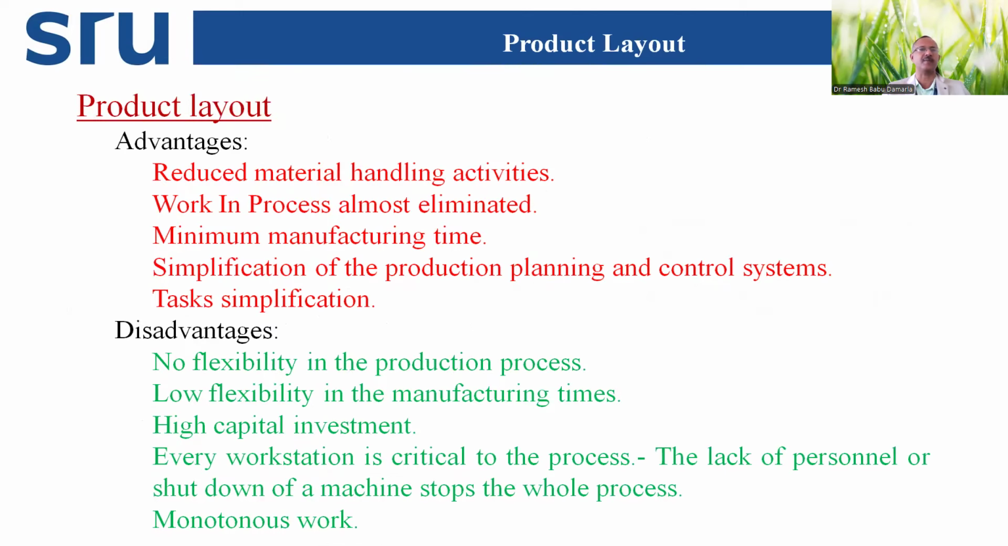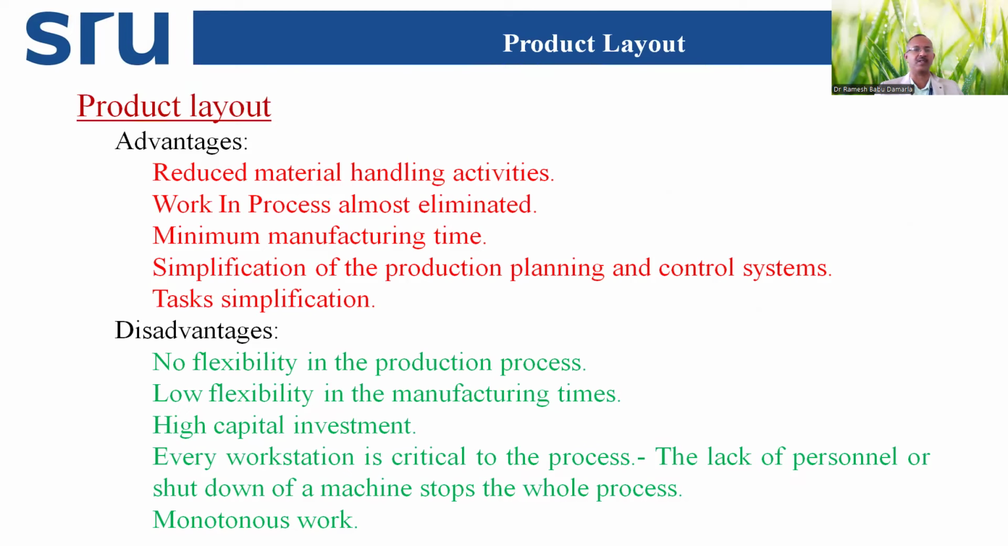Now let us see the advantages of the product layout. First one is reduced material handling activities. There is minimum material handling because after each machine process, it goes to the next machine. It feeds the immediate next machine. The WIP, the work in process, is almost eliminated here. There is no stock after each machine. It is a continuous flow. And it takes minimum manufacturing time and simplifies production planning and control systems. It is very easy to control such assembly lines or product manufacturing lines. And it allows for task simplification.